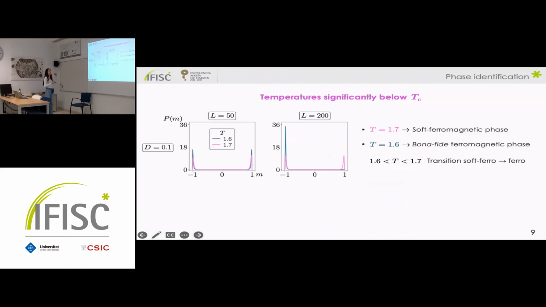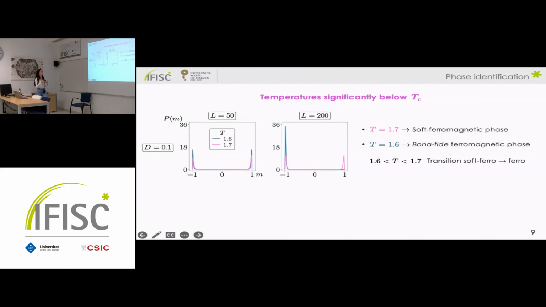Perfect. Now let's look at the probability distribution of the magnetization at temperatures significantly below the critical temperature. Here we have the results for a field intensity 0.1, and here we have two temperatures, 1.6 and 1.7. First, at temperature 1.7, which is the pink curve, we see that the system is in the soft ferromagnetic phase, because we can see jumps between the two ordered states, and we see that the distributions show no dependence on system size.